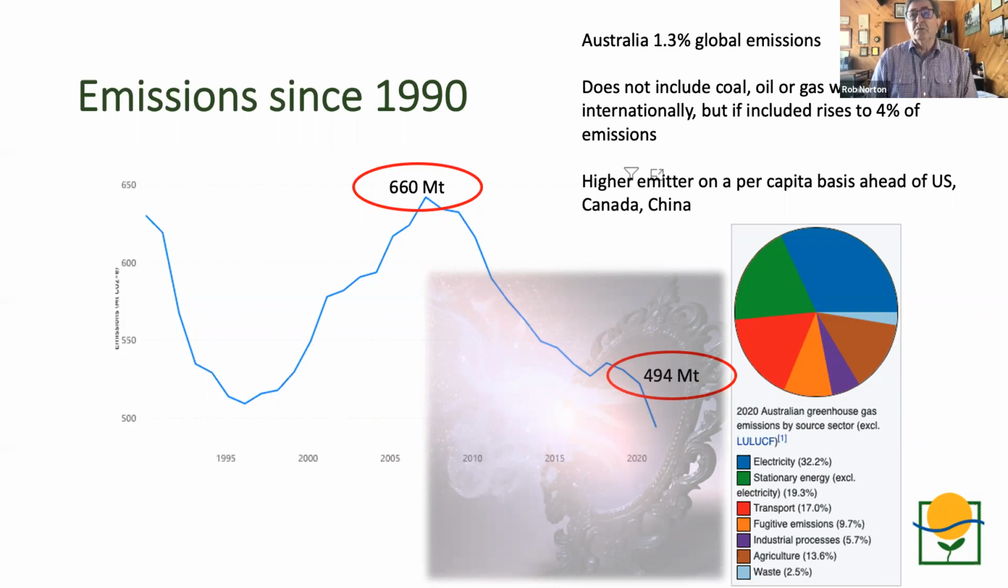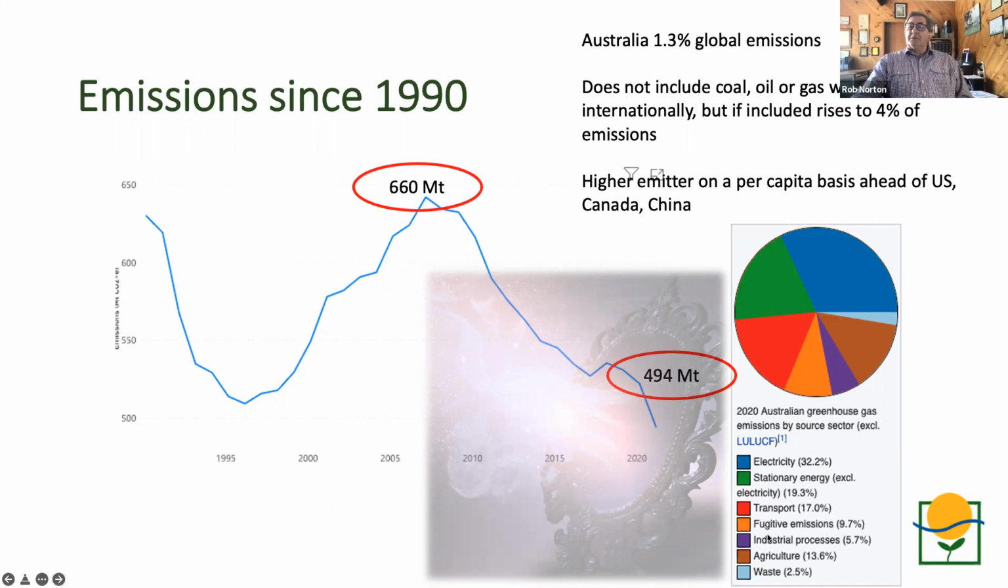So why would we even worry? Well, on a per capita basis, we're the highest carbon emitter, and our global emissions don't include the coal, gas or oil that we sell internationally. If we sell coal to India, it's included in their emissions. And if we included that coal, oil or gas, it would be 4% of emissions.